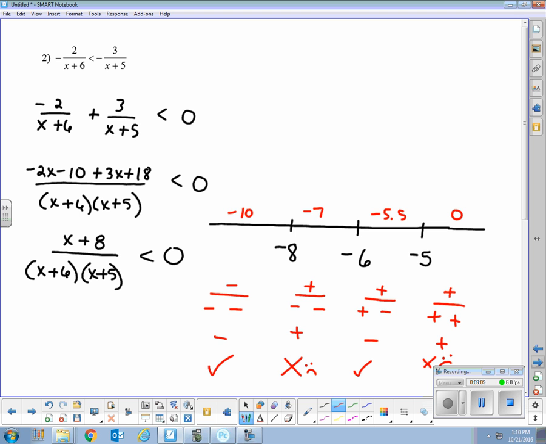So the solution is the interval from negative infinity to negative 8, negative 6 to negative 5.